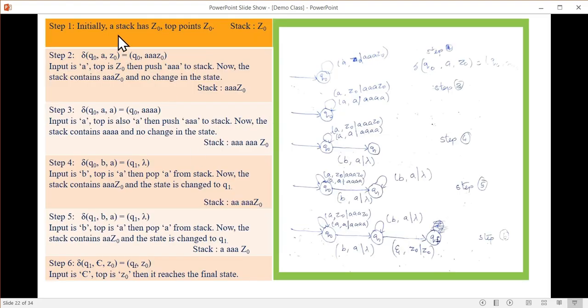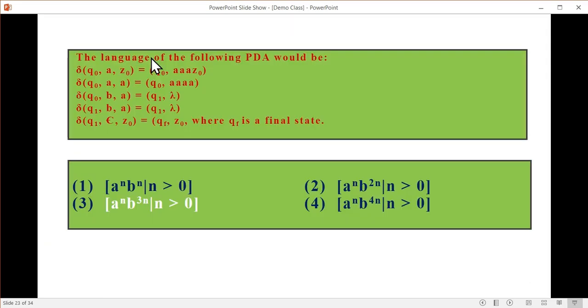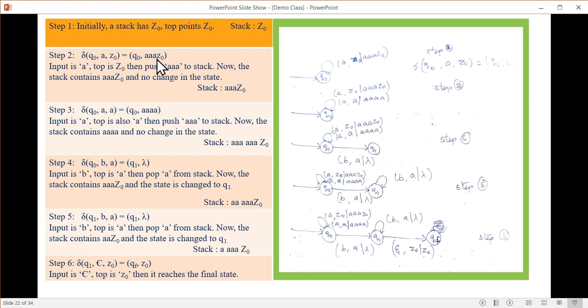So here I have given a step-by-step process for this value, and the corresponding PDA diagram. First step: initially the stack has Z0, that is, the stack is empty, which means it contains the Z0 value. The top of the stack is pointing to Z0. Okay, the next transition given in the problem is this one: Q0 is the current state, the input symbol is A, and the top of the stack is Z0. Then we have to stay in the current state and insert three A's into the stack.